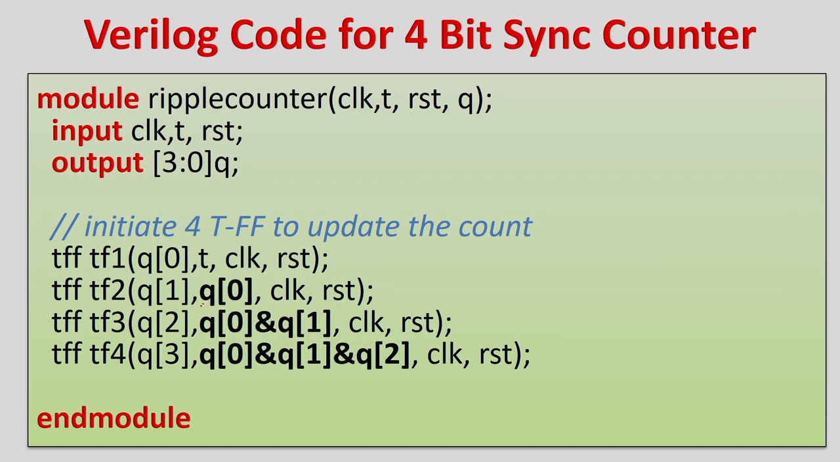Same thing: earlier we were giving T values to the clock, but now the clock is the same for all flip flops, and only the T values are changing. The input T value is getting changed. So this is the Verilog code for a 4 bit synchronous counter.